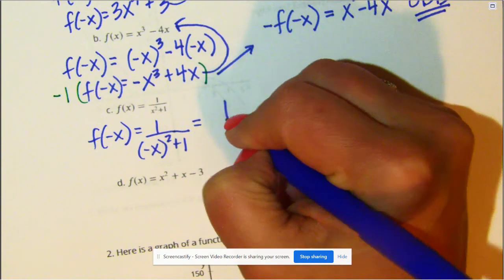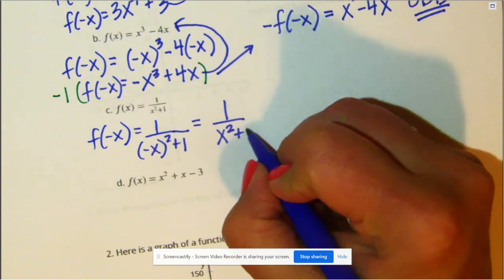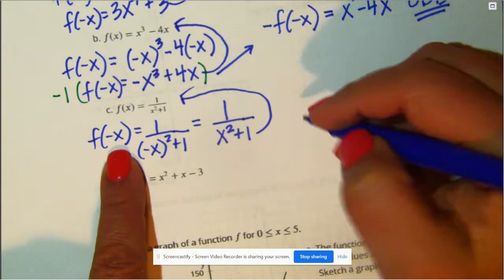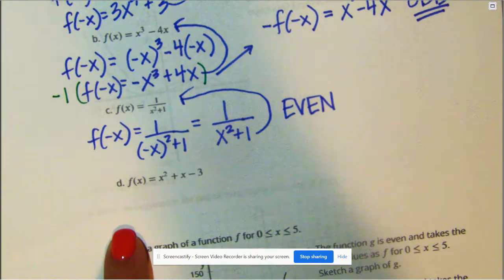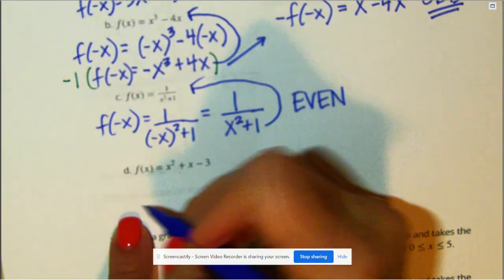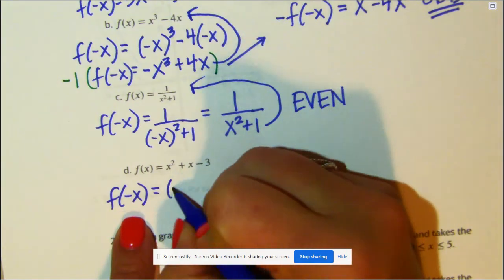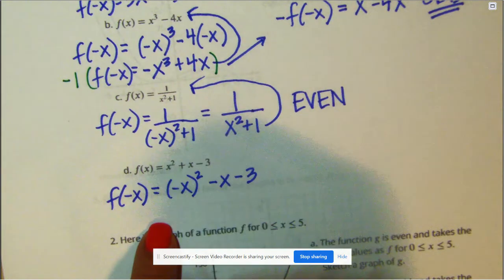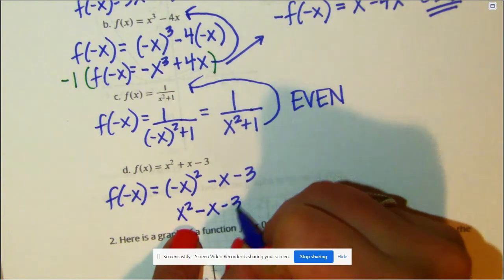That would become 1 over negative x squared becomes positive x squared. So is f of negative x the same as f of x? Yes, it is. So this function is even. All right, oops, a little blurry. Letter D. I'm going to start with f of negative x. Wherever I see x, I'm going to replace it with negative. All right, this would become positive x squared minus x minus 3.